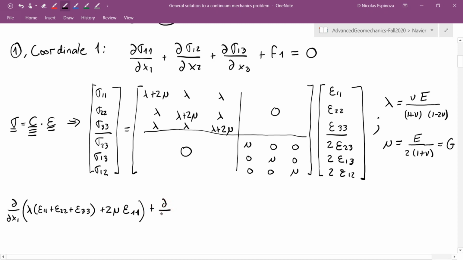Let's write now sigma 12. Sigma 12 from here is just going to be the product of the shear modulus times 2 times epsilon 12. Let me bring the 2 to the front. So this is going to be 2 mu epsilon 12. And similarly, we're going to have something like that for sigma 13.